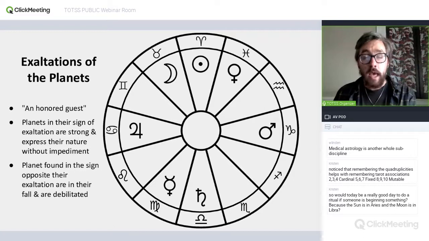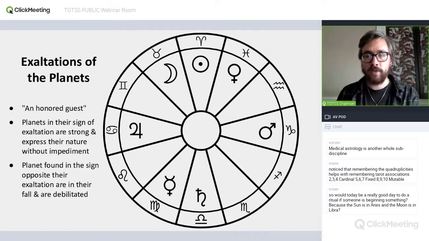And a planet that's found in the sign opposite to the sign that they're exalted in is said to be in its fall, which is a difficult condition. So if the moon is in Scorpio, the moon would be in her fall, because Scorpio is opposite to Taurus, which is the sign that she's exalted in.